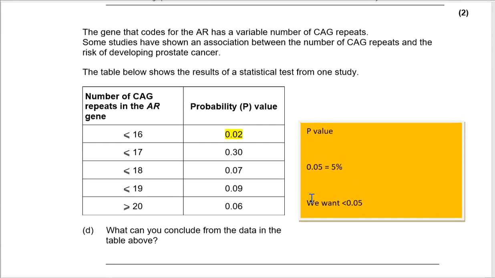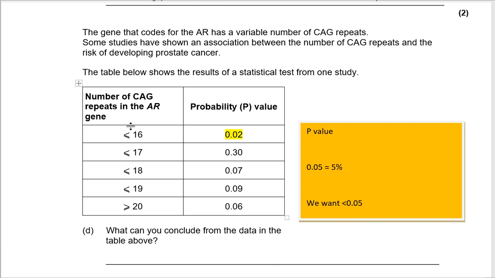Let's have a go at this question. The gene that codes for AR has a variable number of CAG repeats. So the gene that codes for this transcription factor has CAG repeating so many times. Some studies have shown an association between the number of CAG repeats and the risk of developing prostate cancer. So if you have certain repeats of them, then there's a link to prostate cancer and the risk there.